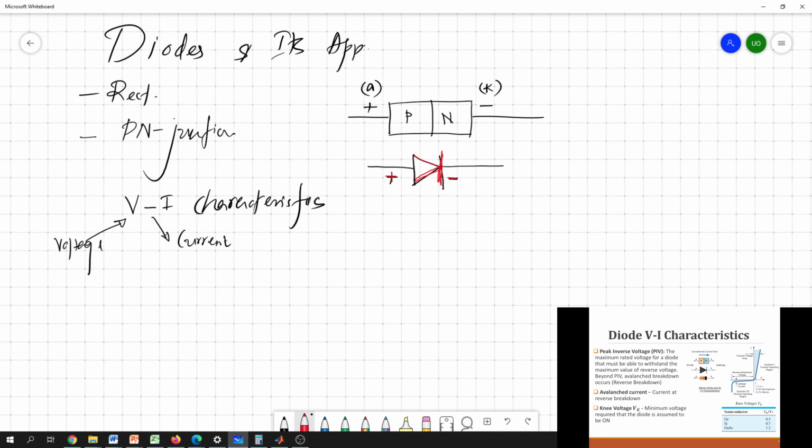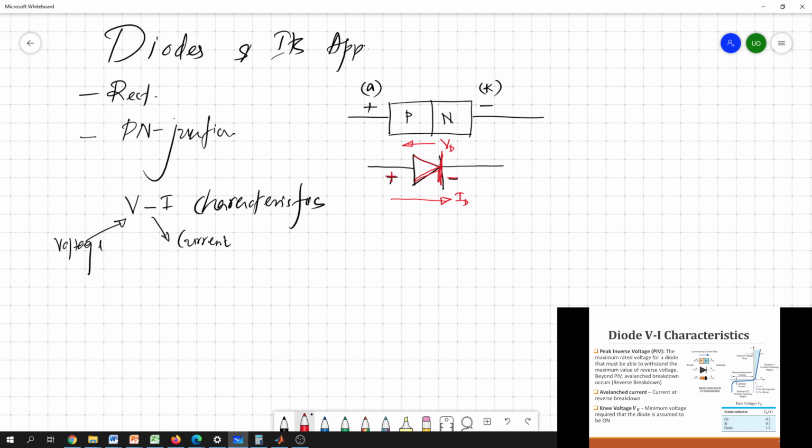Okay, so the direction of the current would be like this. So this is the current flow and this is the voltage drop across the diode from minus to plus. So we can simply say that this is the voltage drop across the diode and the current flow through the diode is in the direction plus to minus. So we simply denote these two quantities by VD and ID. ID is the current flow through the diode and VD is the voltage across the diode.